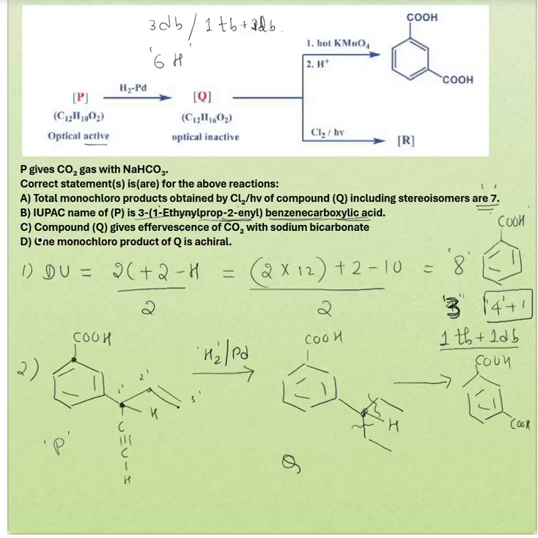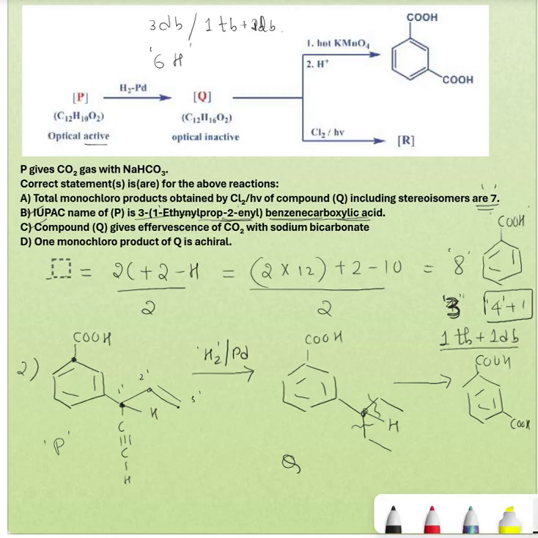So that means P structure is correct, right? And Q gives effervescence. This is also correct because the carboxylic acid is still intact. Now this is inactive, that's correct, but 1 monochloro product of Q is achiral. That means you have to do halogenation. That is the 1 part left here. That means you take the Q and do the halogenation. So now that we have verified B and C, let's start the next part, the halogenation of Q.